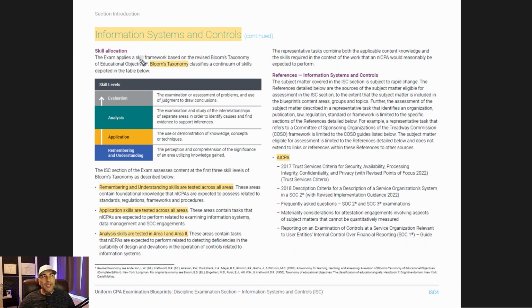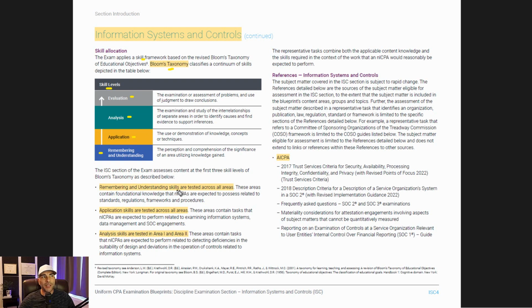So the CPA exam skill framework is based on something called Bloom's taxonomy. What this basically means is that there are different skill levels that you're going to need in order to respond to the questions. You're going to start down here at the bottom, remembering and understanding. These are the easiest types of questions. Then you have application of knowledge, concepts, and techniques. These are going to be the next level. Then you have analysis and evaluation. For the ISC exam, you're only going to have remembering, understanding, application, and analysis.